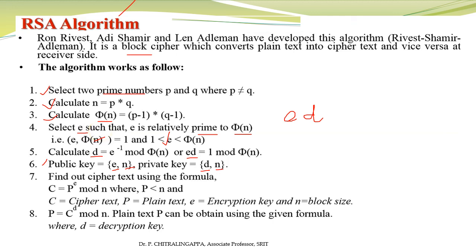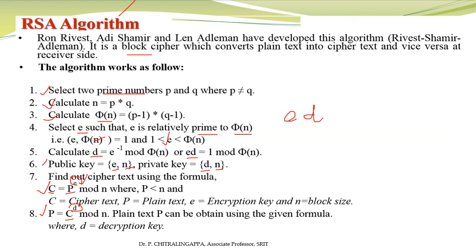Find out the ciphertext using the formula. Ciphertext c equals p to the power of e mod n, where p is the plain text and e is the public key. And again you will get the plain text: plain text p equals c to the power of d mod n, where c is the ciphertext, d is the private key, and mod n. So observe here, we are encrypting by using the public key and we are decrypting by using the private key. Vice versa you can apply.